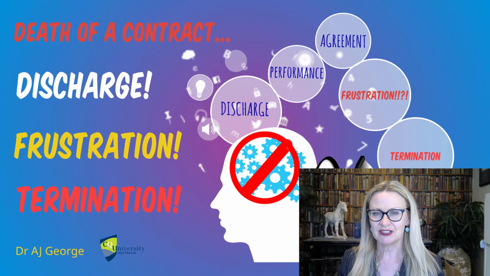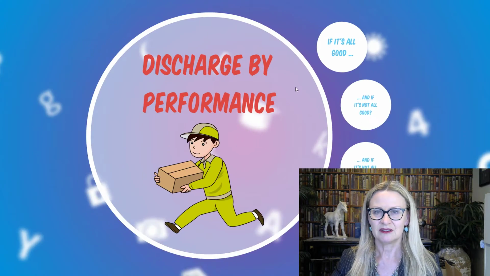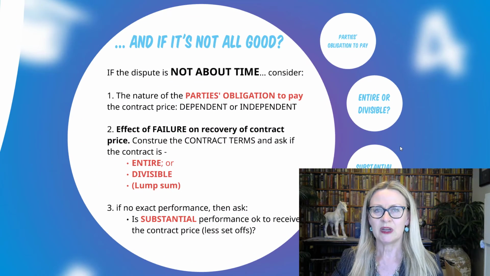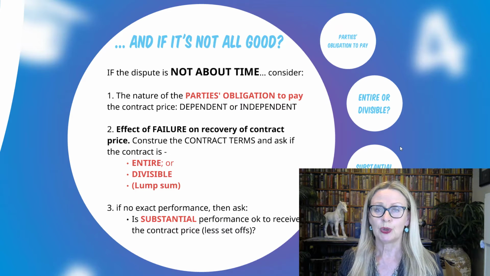This is video 2 in the video series on discharge of a contract. And in the first video series, we had a little look at the preliminaries, a bit of groundwork, and we started to look at discharge by performance. And in particular, we looked at when performance was satisfactory and when performance as to a time stipulation was not satisfactory. And then we asked ourselves what happens when the failure in performance doesn't have to do with time.